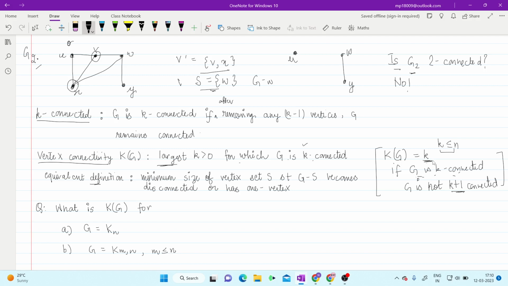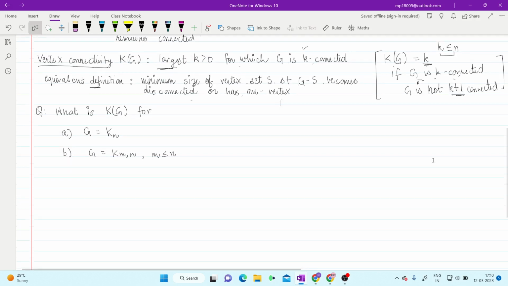Or the equivalent definition is the minimum size of a vertex cut. Vertex connectivity also refers to the minimum size of vertex sets S such that G minus S becomes disconnected or has one vertex. So is the definition of vertex connectivity clear? Yes, ma'am.